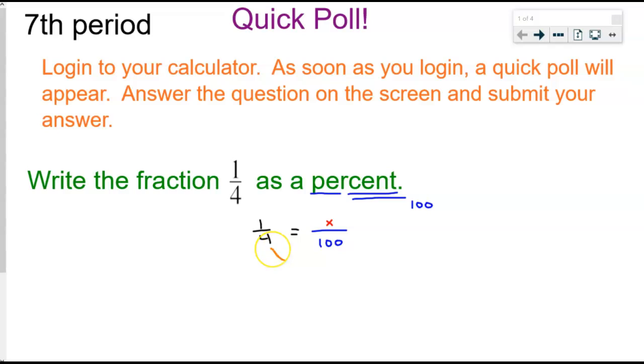How does a 4 change to a 100? That would be by multiplying by 25. So using those equivalent ratios, 1 is also going to be multiplied by 25, and that is going to give me whatever this x value is, and 1 times 25 is 25. So 25 hundredths is 25%.